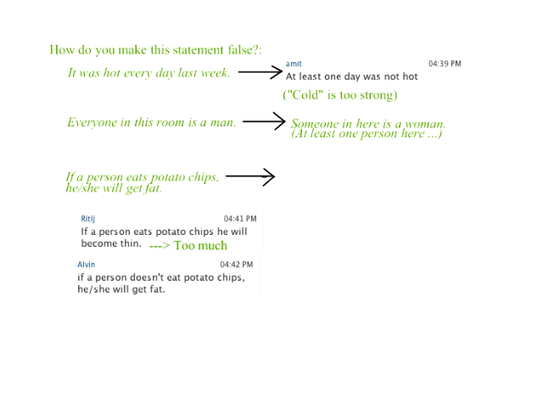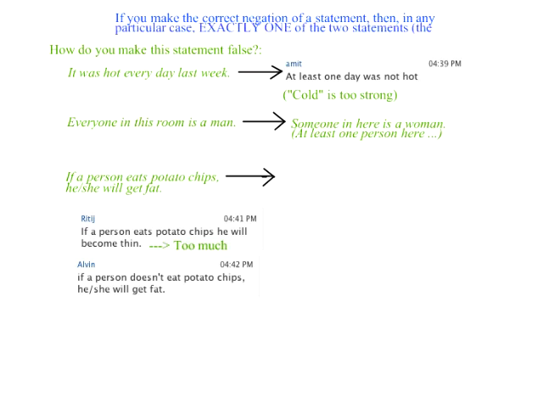If you make the correct negation of a statement, then in any particular case, exactly one of the two statements, the original and its negation, should be true. Because that's what a negation is. If a statement is X, the negation is not X. So one of those has to be true, the other one's false. So this is not a valid negation because this is basically logically unrelated to the statement we have up there.